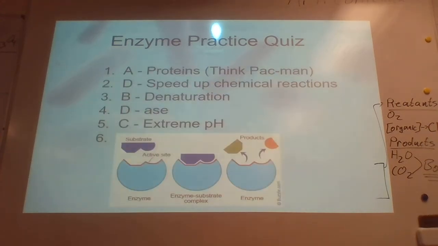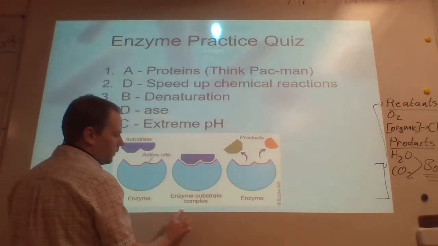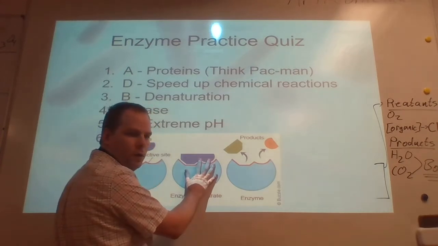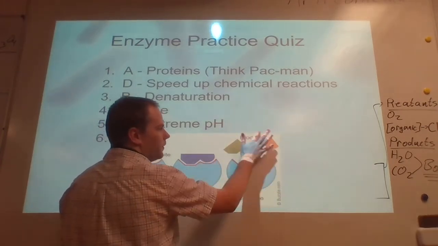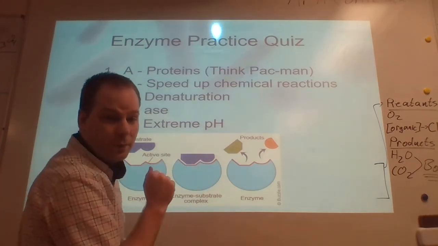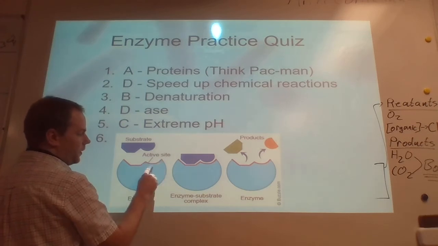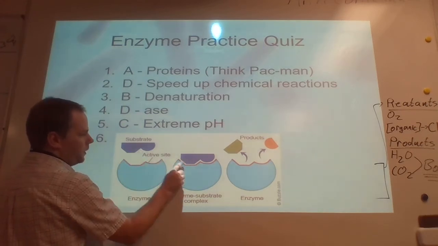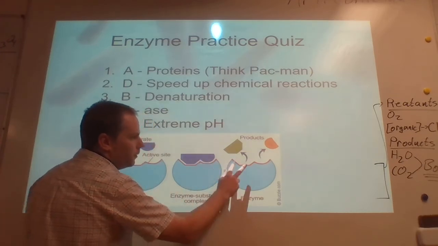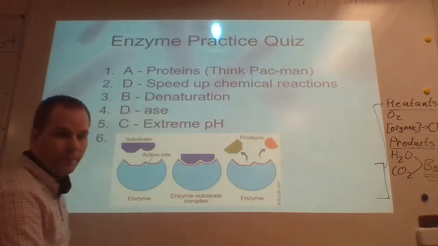And those are the answers. I would recommend, if you can, take a picture of this and put this in your notes as well, because this actually points out the products. And this is a better example than the Pac-Man example from earlier. So a substrate comes in, binds to the active site, which has the perfect shape to fit it. And then the enzyme actually rips it apart right here and releases the two products. This is what's happening most of the time.